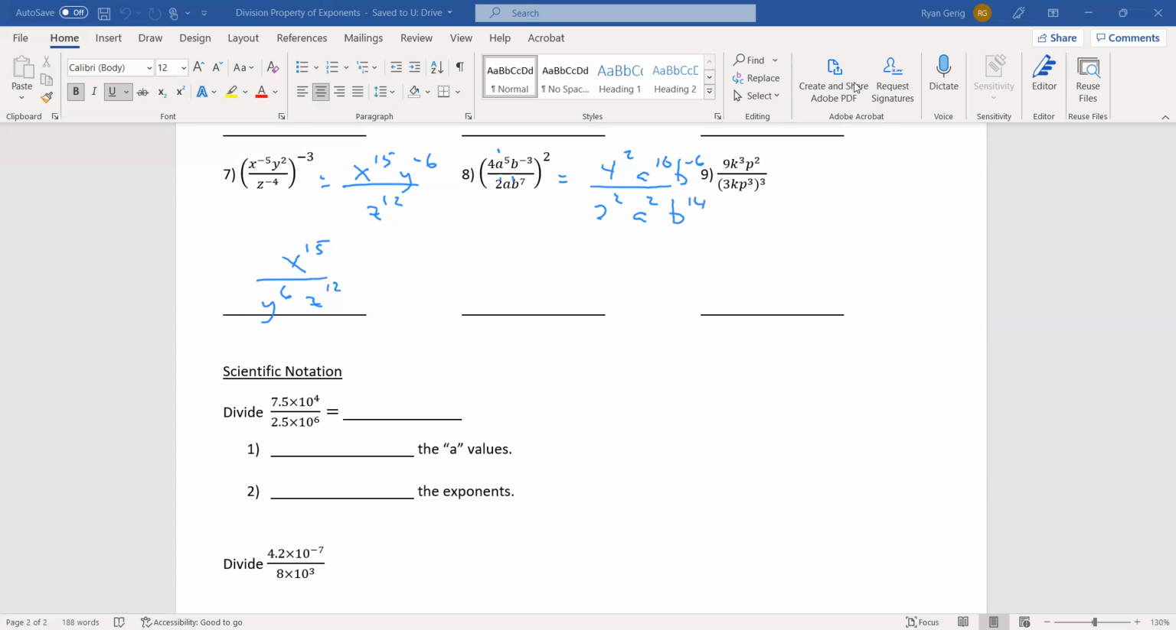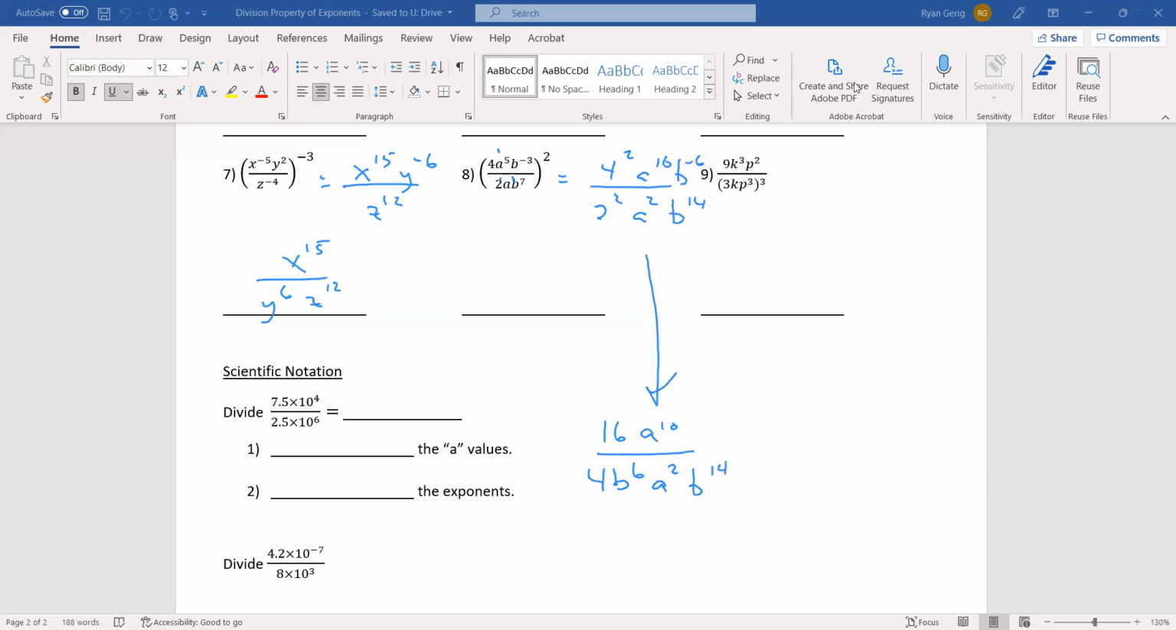Now, there's a lot going on here. I'm actually going to go down here and give myself more space. 4 squared is 16. A to the 10th. B goes to the bottom, right? I'm going to go ahead and say 2 squared is 4. B goes to the bottom and becomes B to the 6th. A to the 2nd stays on the bottom, and B to the 14th stays on the bottom.